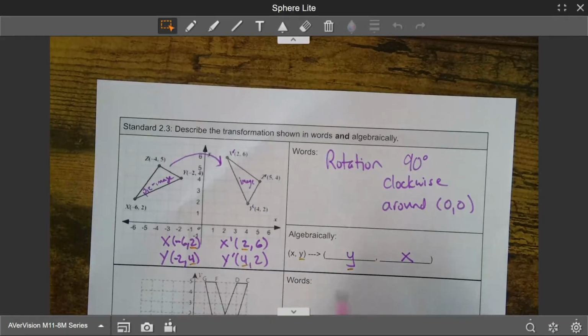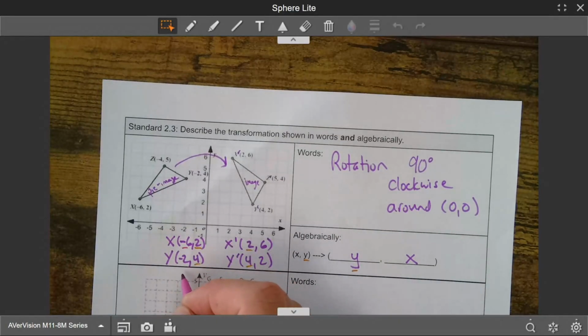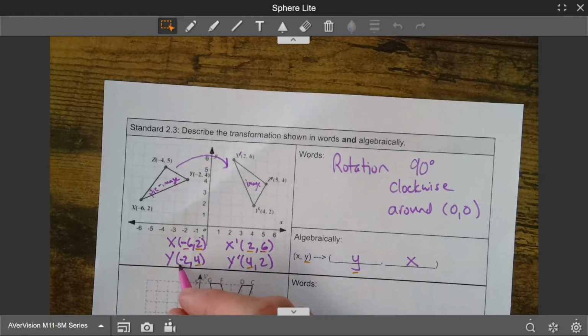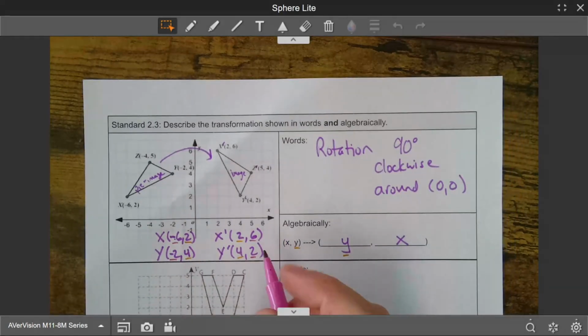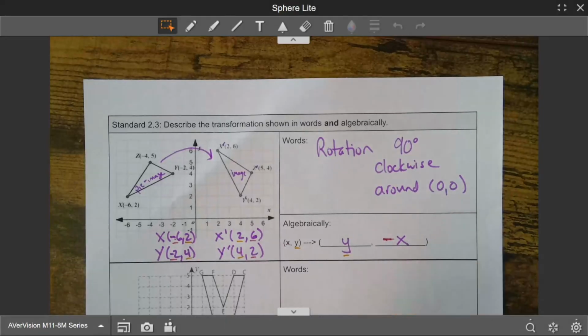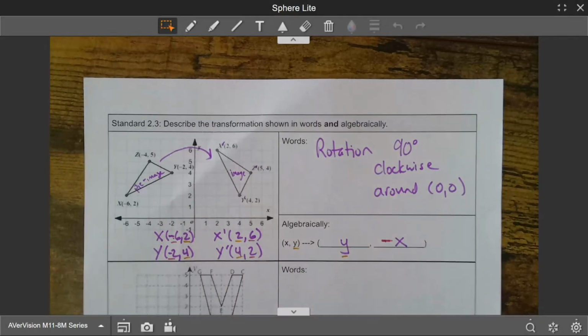But what happens with the x? -6 becomes +6. -2 becomes +2. The sign is changing, negative to positive. How do we indicate a sign change? -x. Multiplying by a -1 changes the sign of a number.